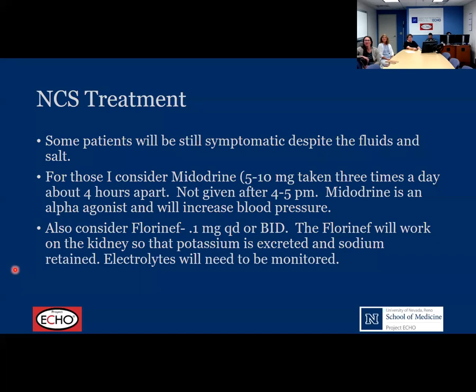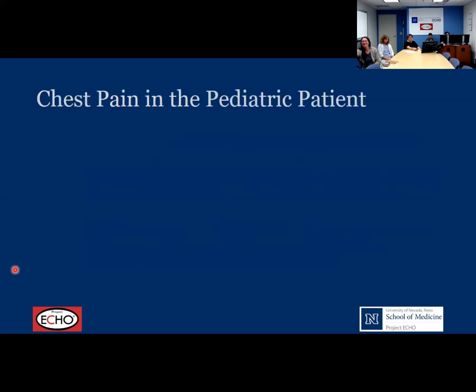So some patients still have symptoms after lots of food and salt. We choose Florinef, which is a mineralocorticoid. You take it once a day or twice a day. You have to check electrolytes and make sure people eat a lot of sodium and potassium. And my personal favorite is Midodrine. It works where the problem is. Specifically, it's an alpha agonist, makes the blood pressure better.